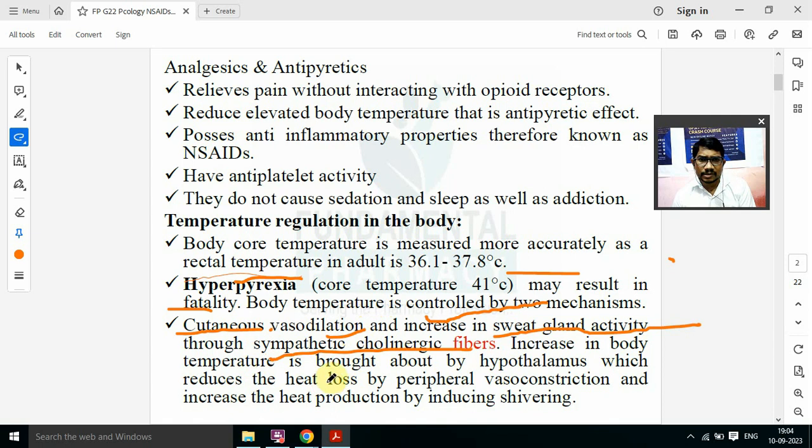Increasing the body temperature is brought about by the hypothalamus, which reduces the heat loss by peripheral vasoconstriction. Suppose the temperature in your body is less than normal. Normal is 37.1 to 37.8. If body temperature is less than this, what will happen? The hypothalamus will cause cutaneous vasoconstriction and decrease in the activity of sweat glands, plus increase heat production by inducing shivering.